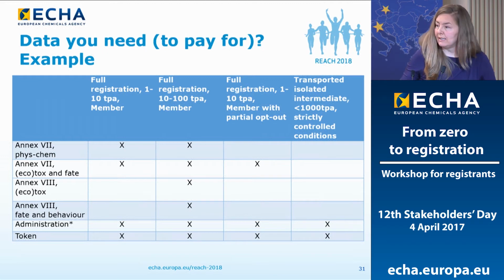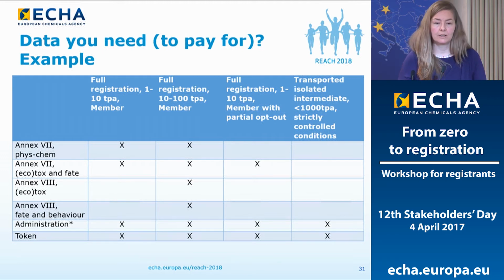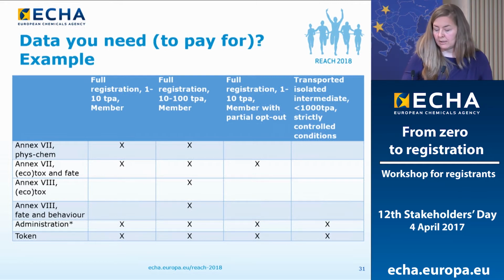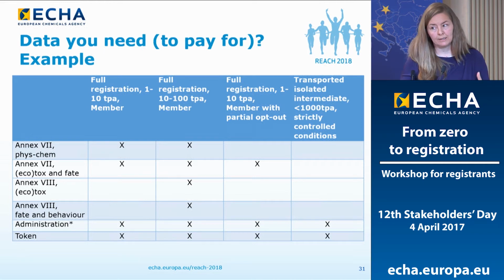Now, as you can see, for the last example, the transported isolated intermediates under strictly controlled conditions, these types of substances need to provide only information that is readily available to them. That means they don't need to buy extra data or make extra data. However, they would still need to submit jointly. So they would then need to pay the administration cost and the token cost.